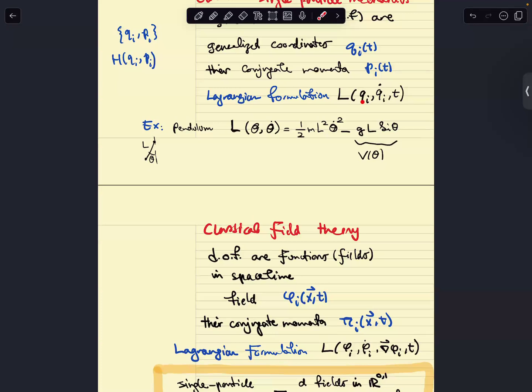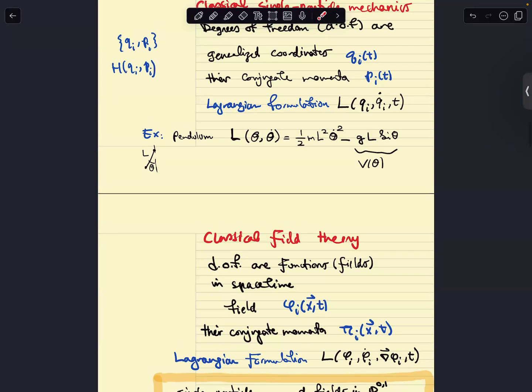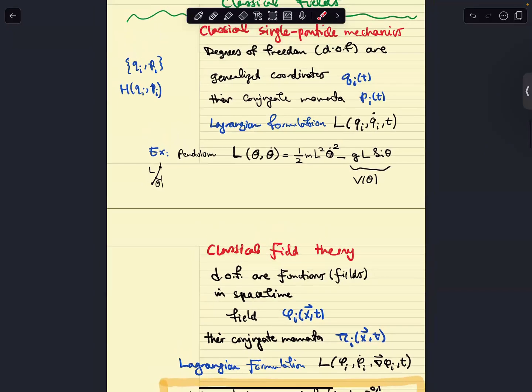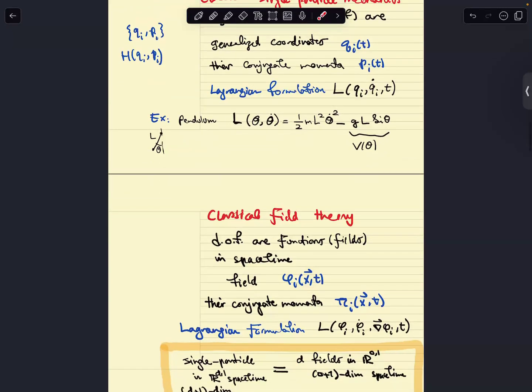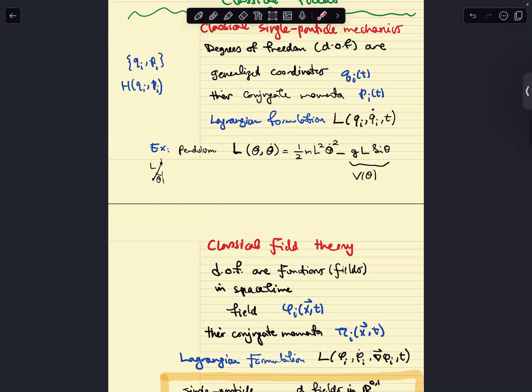In the Lagrangian formulation, in analogy with the single particle classical mechanics case, the Lagrangian is going to be a function of phi i dot. But now that we have these x variables, this can depend on the spatial derivatives of phi i and t. Is that clear? Any questions? What symbol are you using for the conjugate momentum? Pi. Pi? Okay, thank you. Yeah. Sorry, my handwriting could be pretty bad. If there's something that's unclear, please ask.